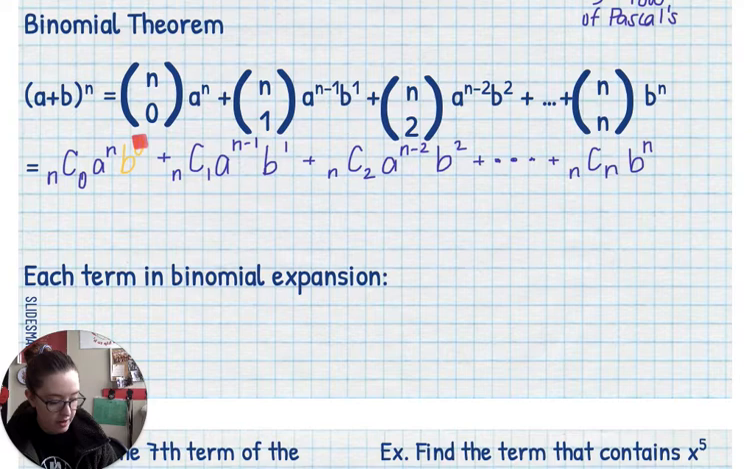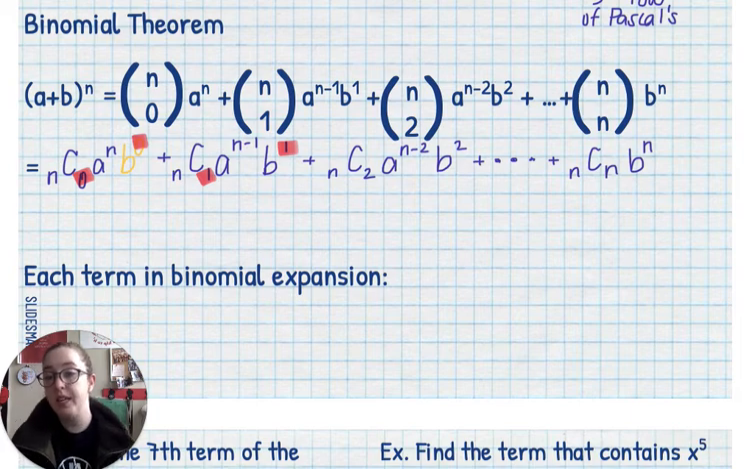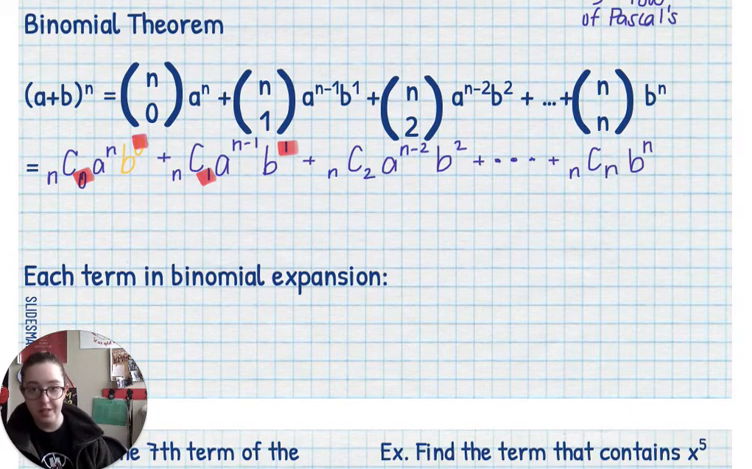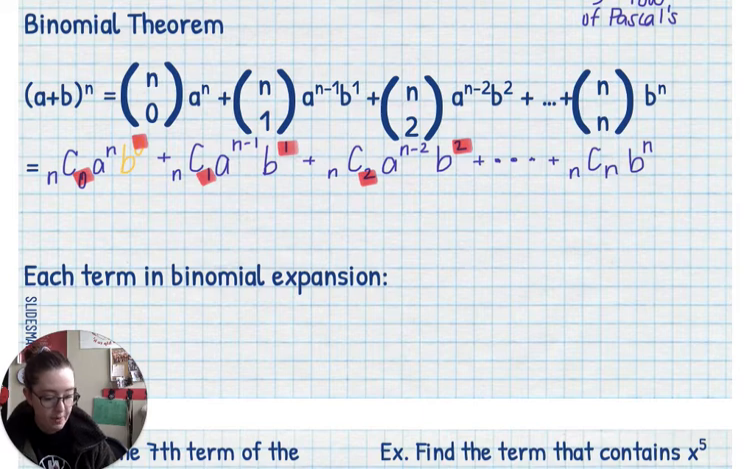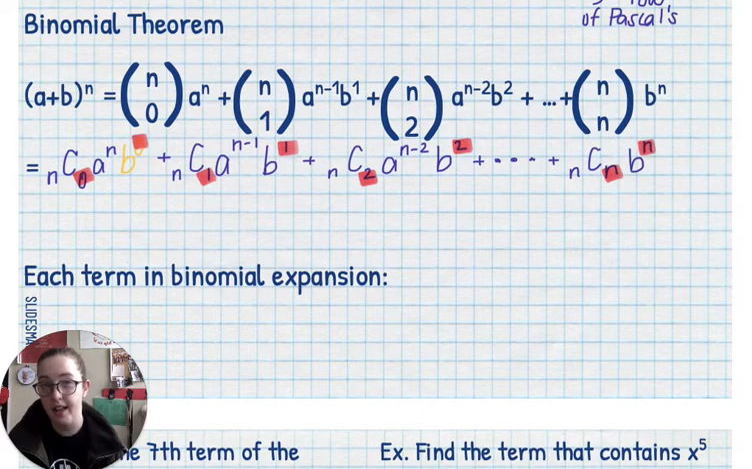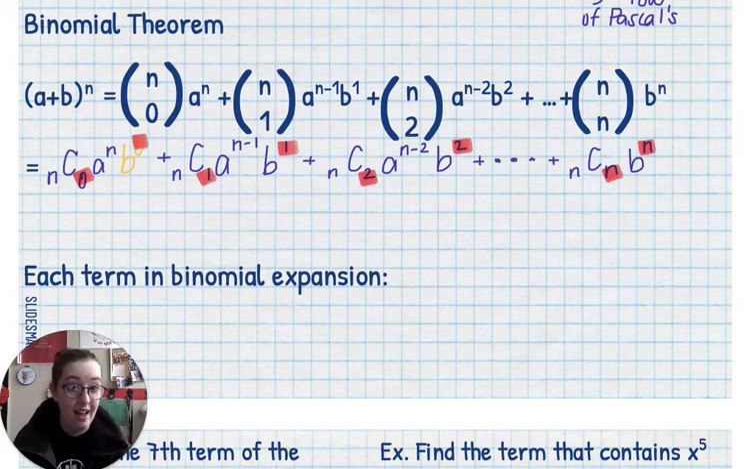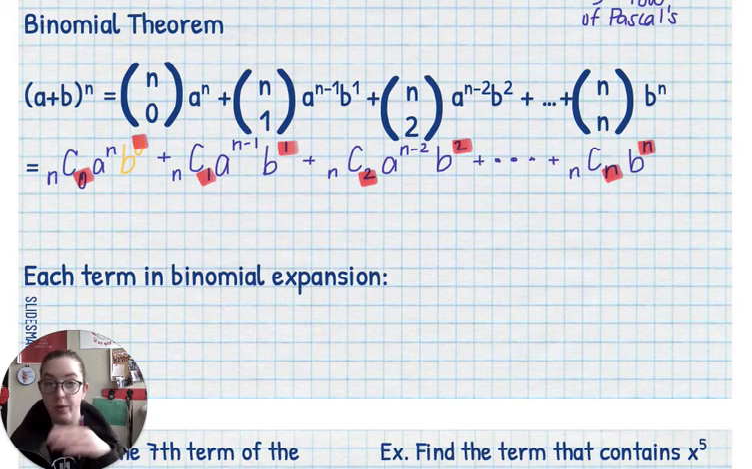Whatever the power on b, that's going to match my choose. So when it was b to the 0, it's n choose 0. When I had b to the first, it's n choose 1. When I had b to the second, it's n choose 2. When it's b to the n, it's n choose n. So whatever power on b you have, it's going to match whatever you choose.